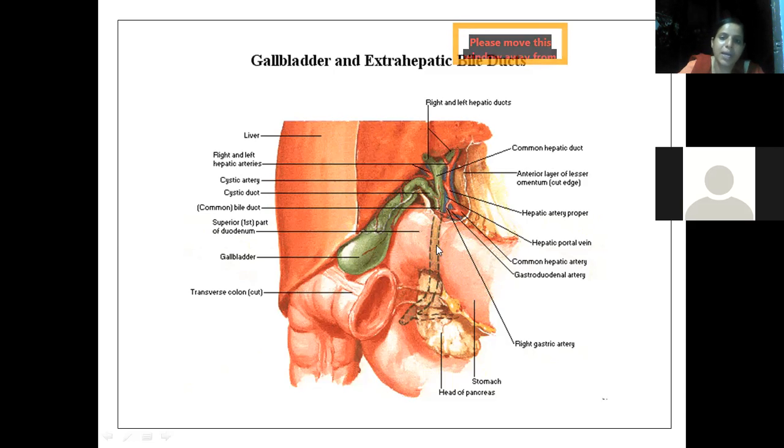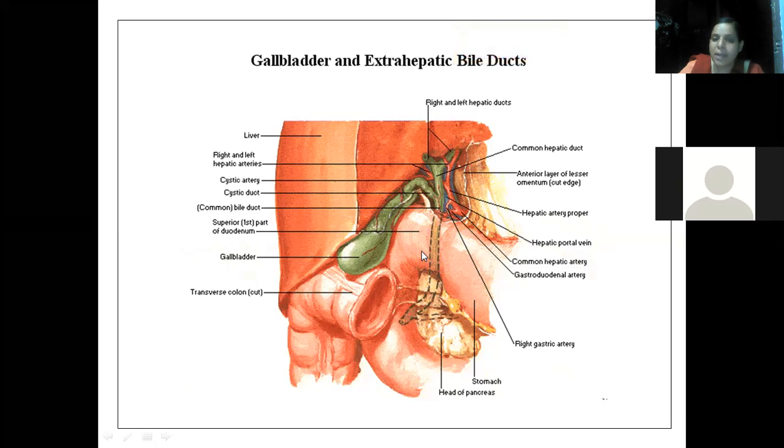This dotted line, whatever area has been shown, is the common bile duct, which is going behind the first part of the duodenum. That's why it is shown in dotted line. It is going behind the first part of the duodenum, then it is going within the substance of the pancreas. It is joining the pancreatic duct to form the hepatopancreatic ampulla of Vater, then it is opening into the second part of the duodenum. So this is the complete course of the common bile duct.